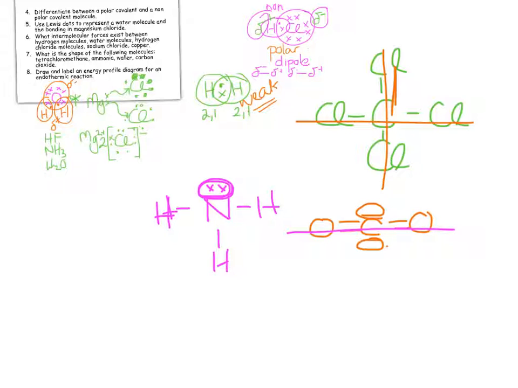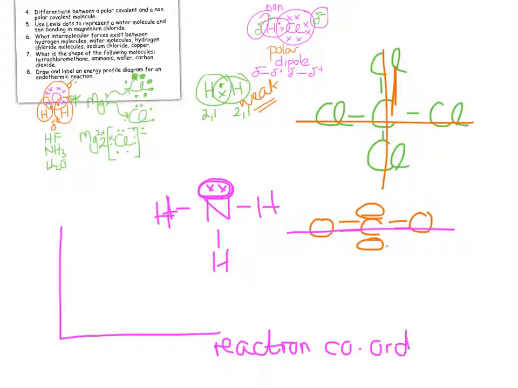Last one, draw and label an energy profile diagram for an endothermic reaction. We did one for an exothermic reaction. You need to write reaction coordinate. And you need to have the potential energy. You should write that out in full and put kilojoules as a unit.